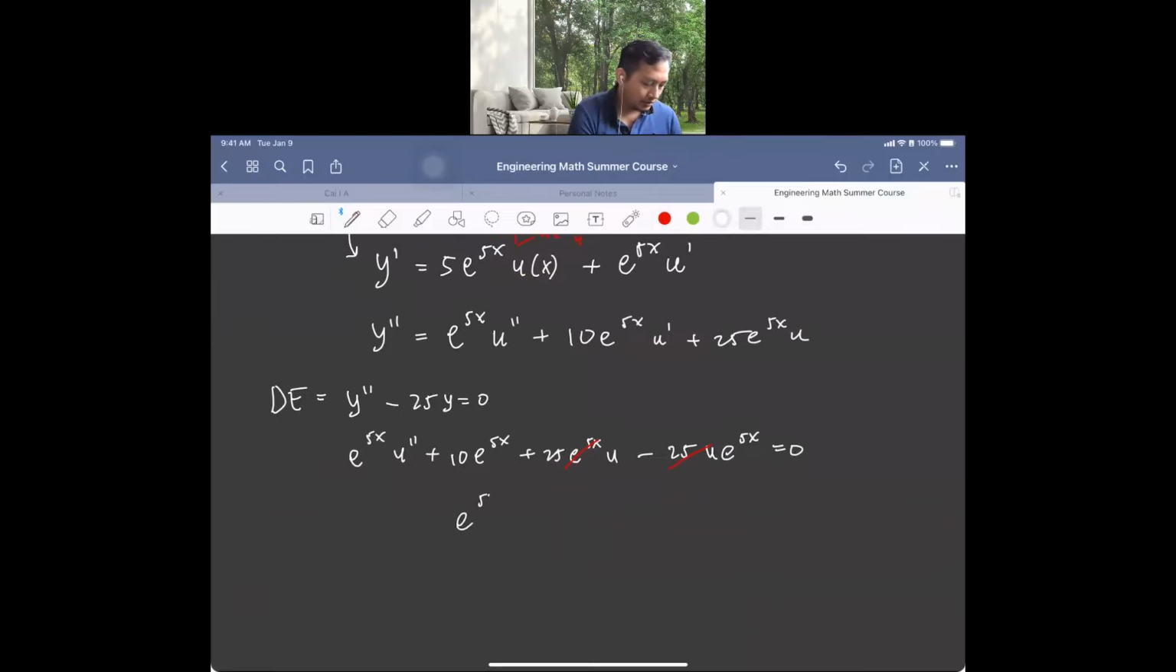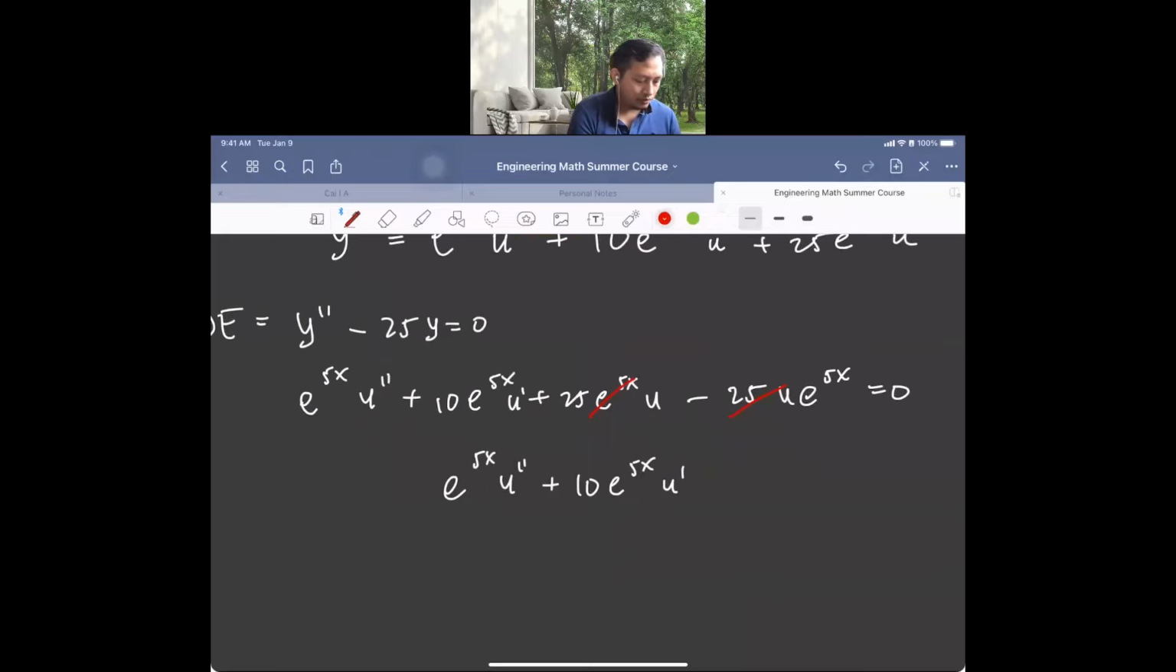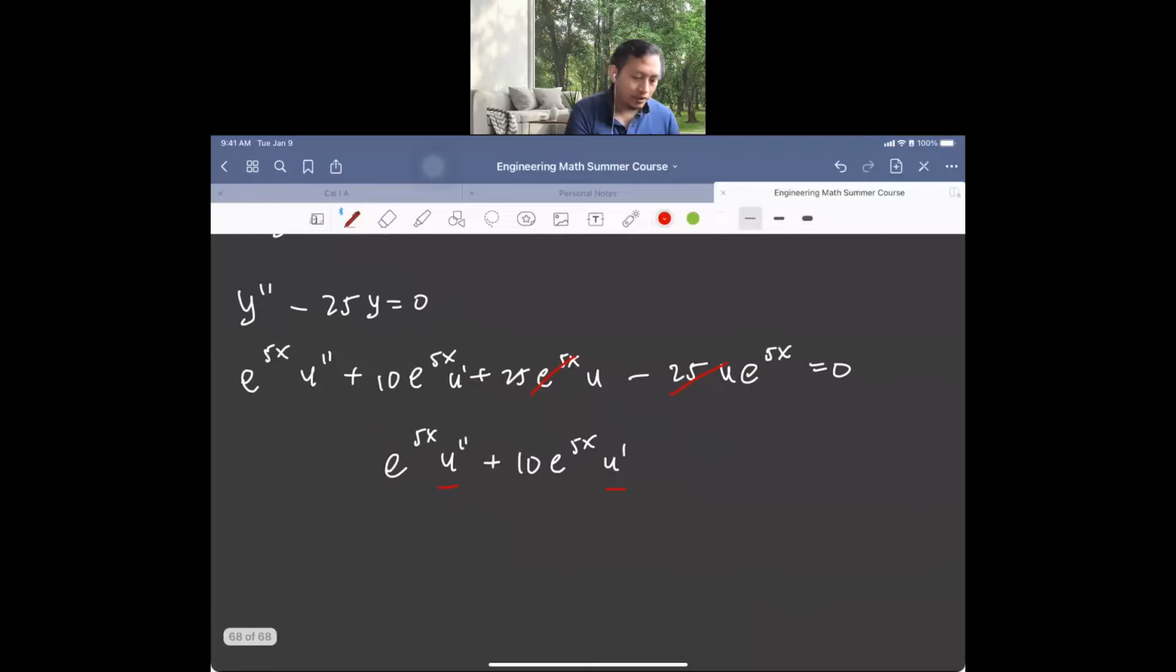Now we have e^(5x) u double prime plus, sorry, 10 e^(5x) u prime. We have u double prime and u prime. Remember, in the reduction of order, we are going to have the linear one, right? So we are going to reduce the order. So reduce by substituting w as u prime.